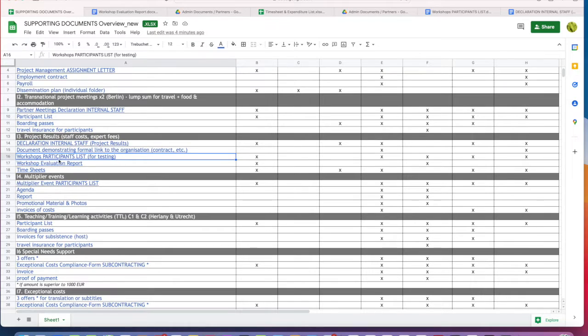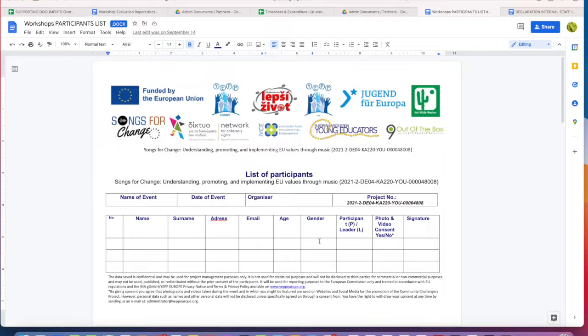The next document here in the list is the workshop participant list. When we all develop these project results, there is often testing involved, usually testing, for example, of a handbook or tutorials we produce or other types of project results. We are testing this with young people, very often in the form of local workshops. And when you claim to have run a workshop on a certain date, and you put this in the timesheet, which I will explain to you in a minute, then you also have to prove that this workshop was delivered by a participant list of the people who participated. I have here an example.